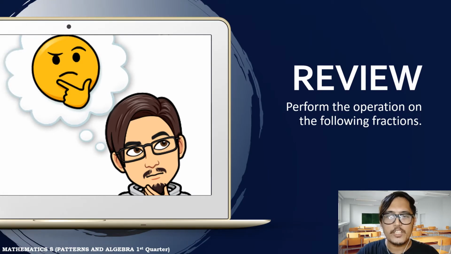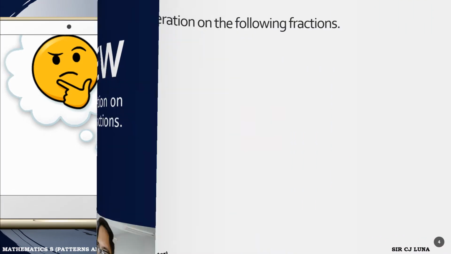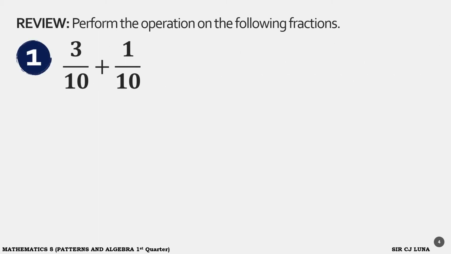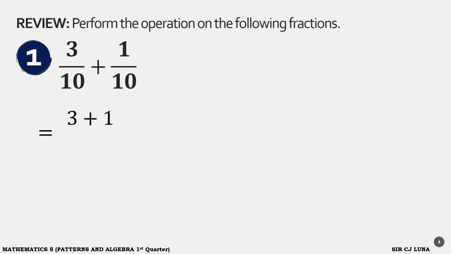Before we deal with rational expressions, let's have a brief recall on how to add or subtract numeric fractions. Perform the operation on the following fractions. Item number 1, 3 over 10 plus 1 over 10. As you can see, our two fractions have the same denominator. Kapag kaganon, ang gagawin lang natin ay pagsasamahin yung mga numerators. So we have 3 plus 1, and then just copy the common denominator, which is 10.